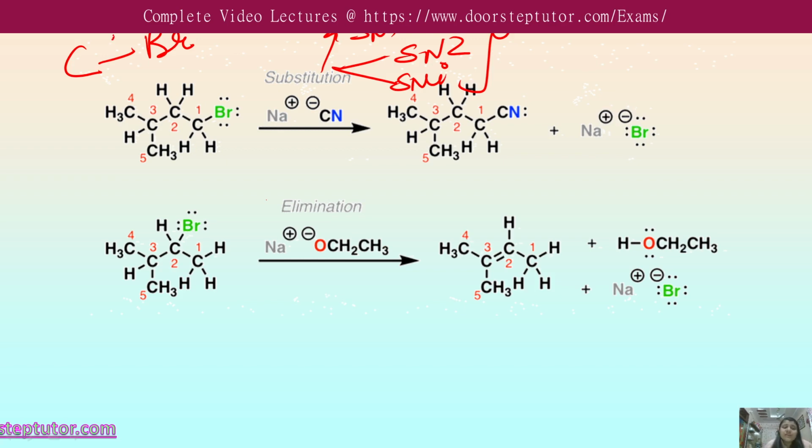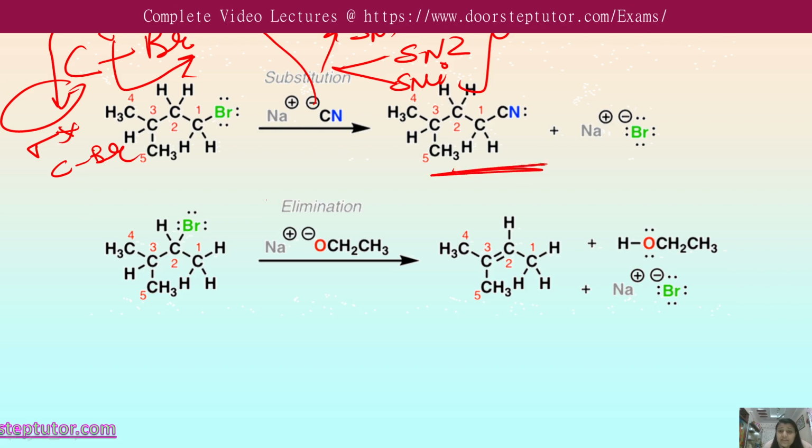So C-Br is a sigma bond, and every sigma bond has a sigma star. The sigma star of the C-Br bond accepts the electron density from the cyanide and this C-Br bond breaks. So that's why there is a substitution reaction.